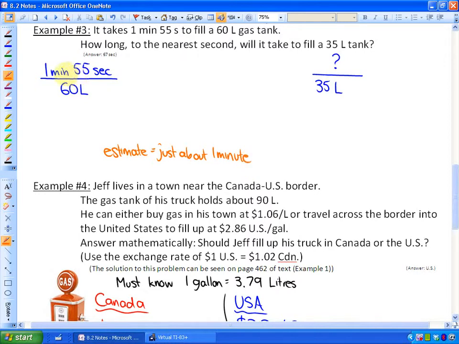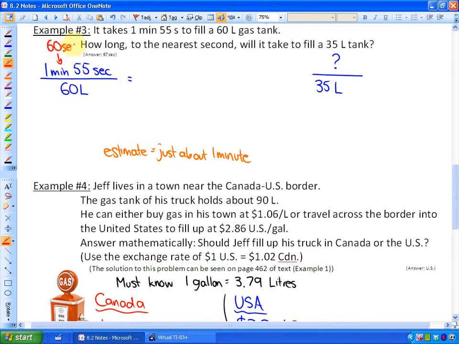So I've set up a proportion here as a fraction. We know that it takes 1 minute and 55 seconds per 60 liters, and my goal is to find out how many seconds it takes for 35 liters. There are plenty of ways you could do this, and you may want to pause the video to try it on your own. The method I'm going to use is to find out a unit rate. So if I know how long it takes to fill 1 liter of gas, we should then be able to figure out how long it takes to fill 35 liters of gas. So the first thing I'm going to do is multiply the 1 minute by 60 seconds.